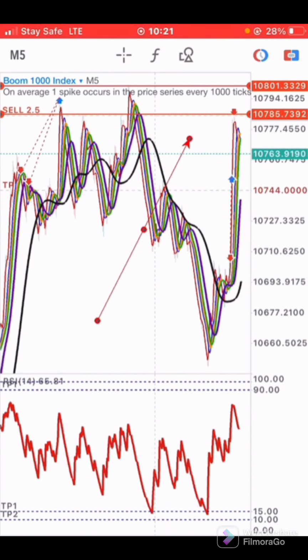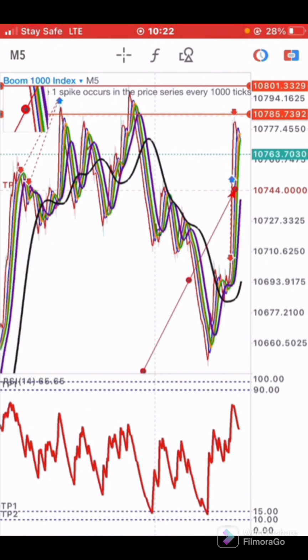And why is the next area of support here? This is why our next area of support, because this market touched here once, twice, and thrice here. And that's why I place my take profit at this point.